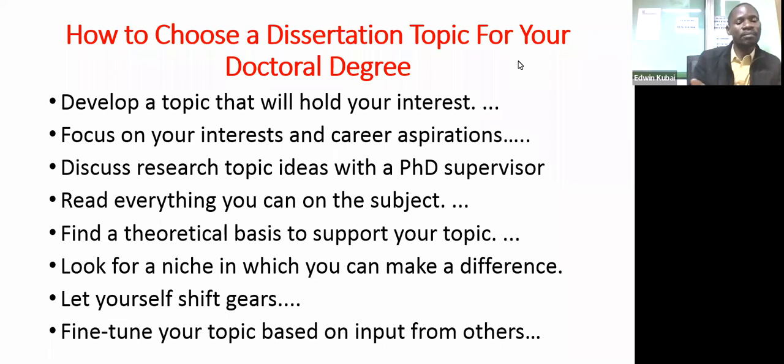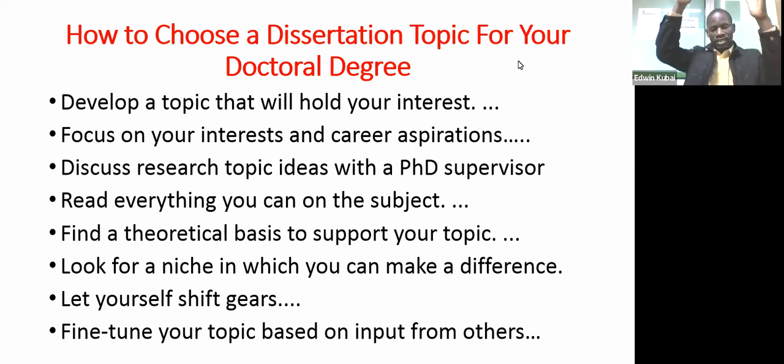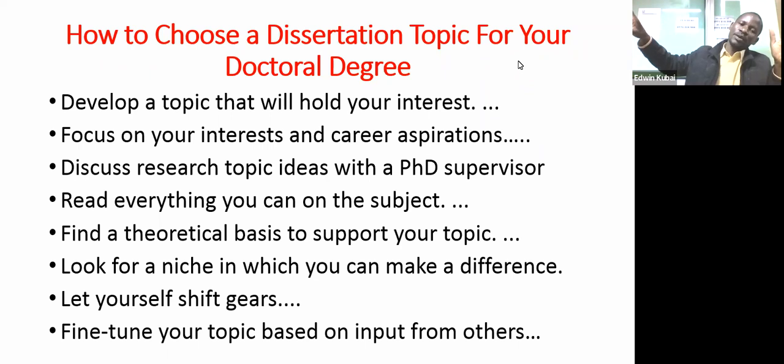By the end of your work, make sure that if it has been published, then people can look at it, read and go through your work, and be interested to find out what you did and how you came up with your conclusion. Then let yourself shift gears. Let yourself shift. It means that in terms of starting a topic, your topic may have been something different, through your proposal.